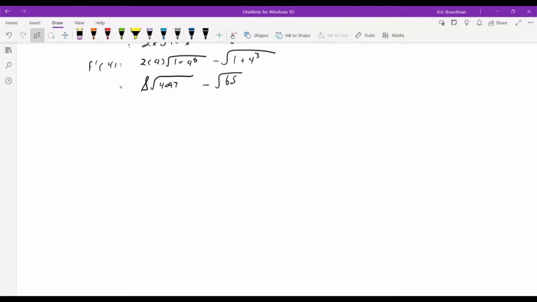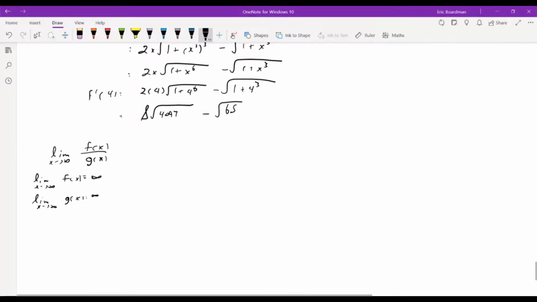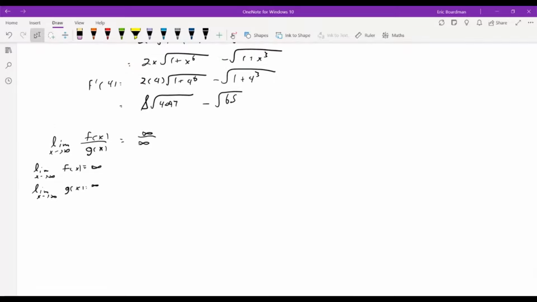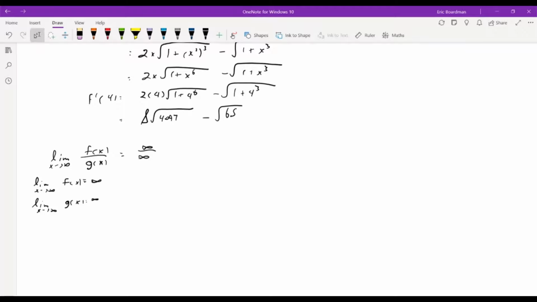If you have the limit as x goes to infinity of a function f of x over g of x, let's say that the limit as x goes to infinity of f of x equals infinity, and the limit as x goes to infinity of g of x goes to infinity. So this will just be infinity over infinity, which is an indeterminate form. To solve this, we would have to take the derivative of both the top and bottom, and then we can evaluate at that. And that's just L'Hopital's rule.